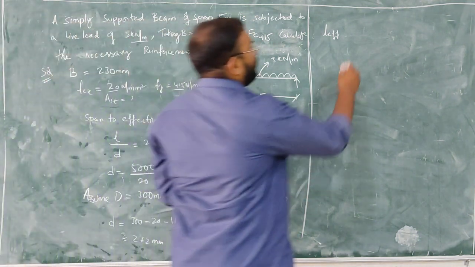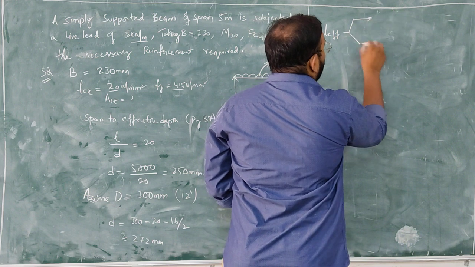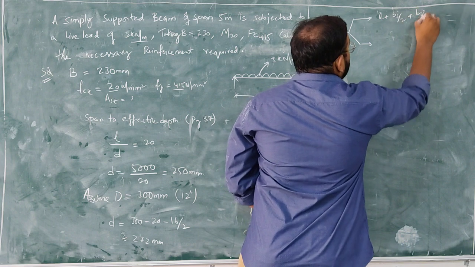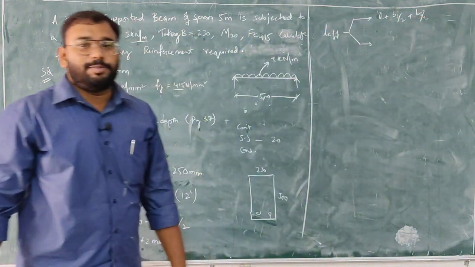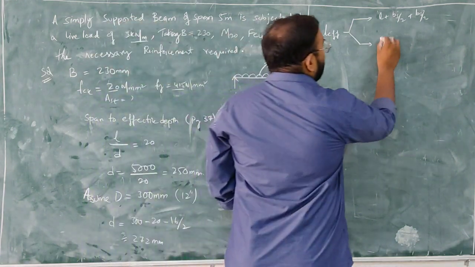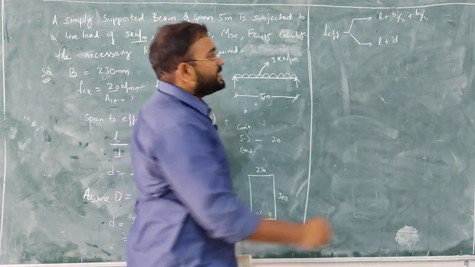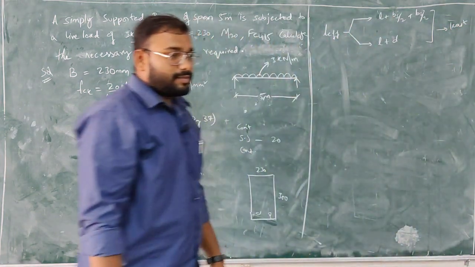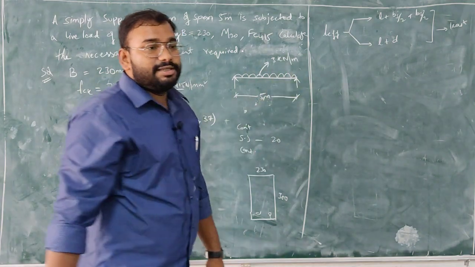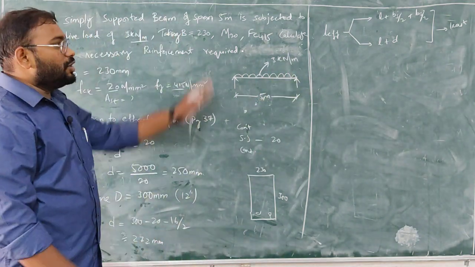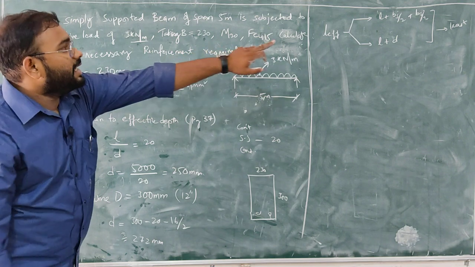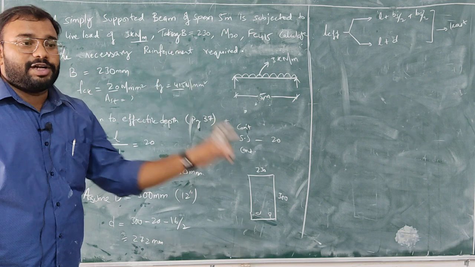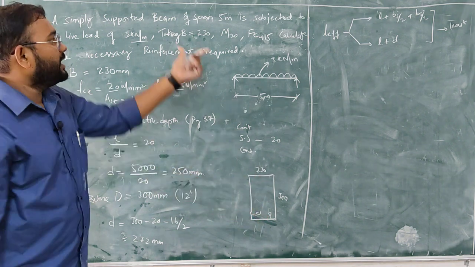For L effective, I have given you two formulas, right? One is L plus BS by 2 plus BS by 2, breadth of support by 2 plus breadth of support by 2. And one more formula is L plus D. Whichever is least of the two should be considered for design. So what is BS to be taken here? BS is not given in the problem, so take it equal to B. Why? You want the width of beam and width of column to be same. So we'll take it equal to B.